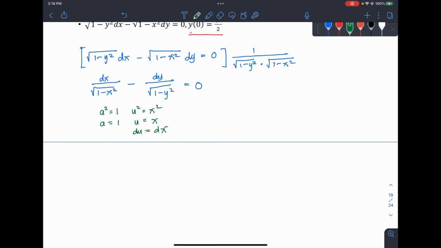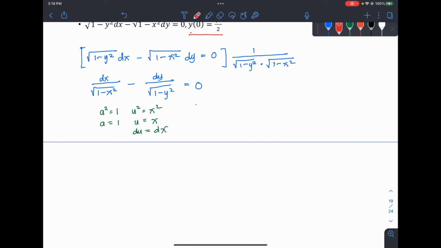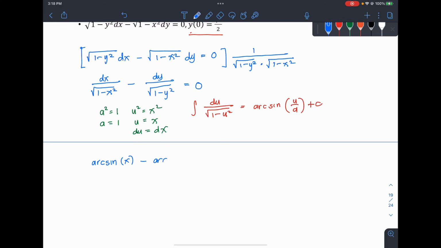Therefore, we use the formula. So what is our formula? For du over the square root of 1 minus u squared, that is arc sine of u over a plus c. So here our u is x and our a is 1, so that is just arc sine of x minus arc sine of y is equal to c.